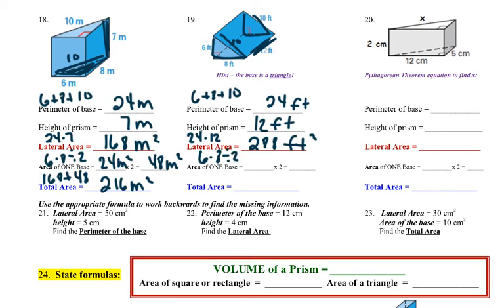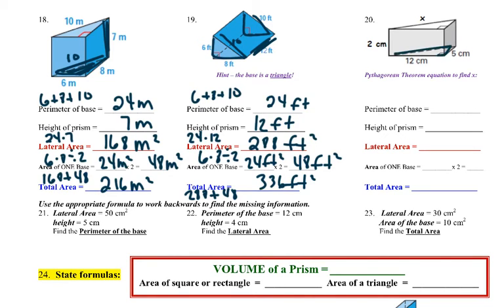Just like before, 6 times 8 divided by 2, or 24, is the area of one base. We double it to 48 for both bases combined. And then 288 plus 48 is 336 feet squared.